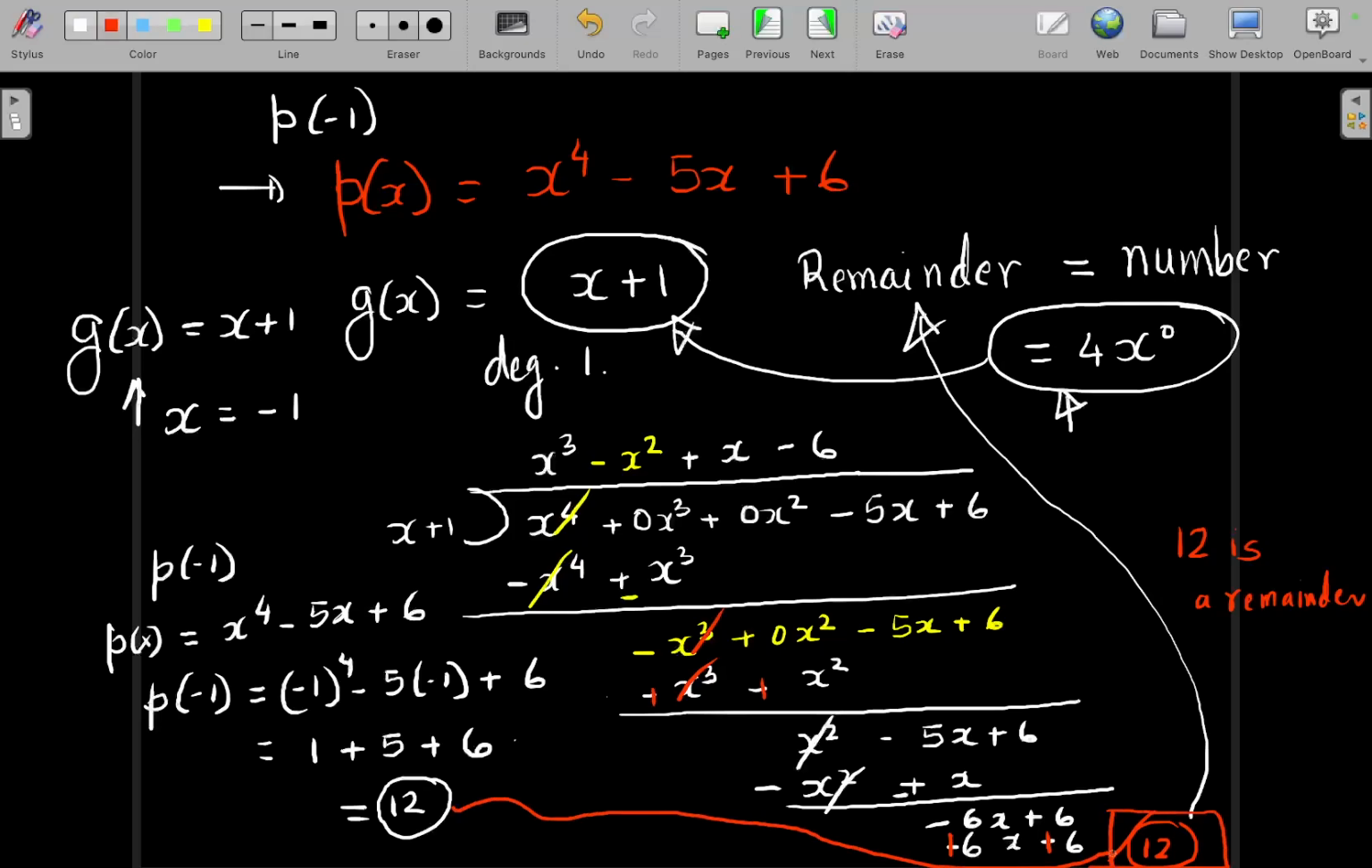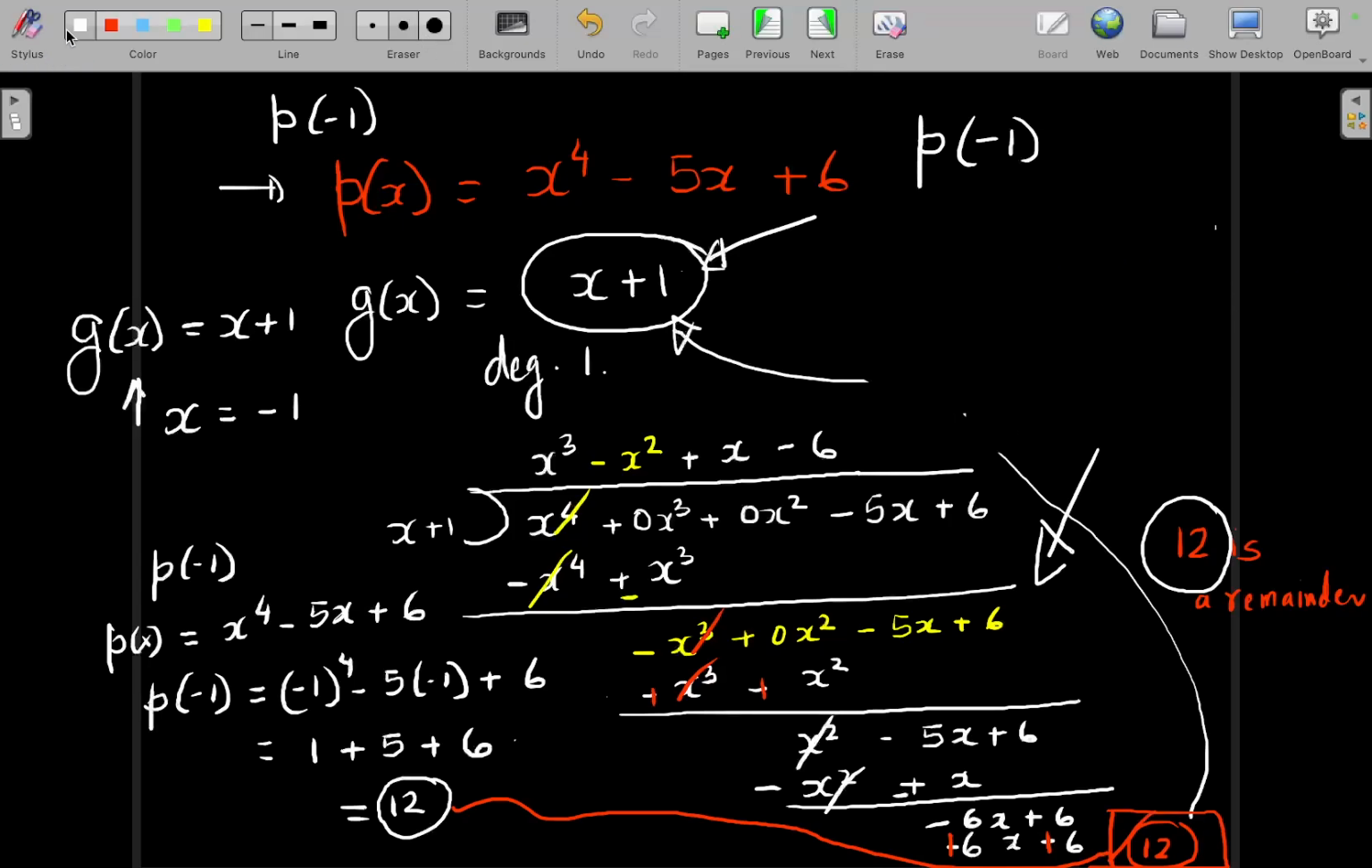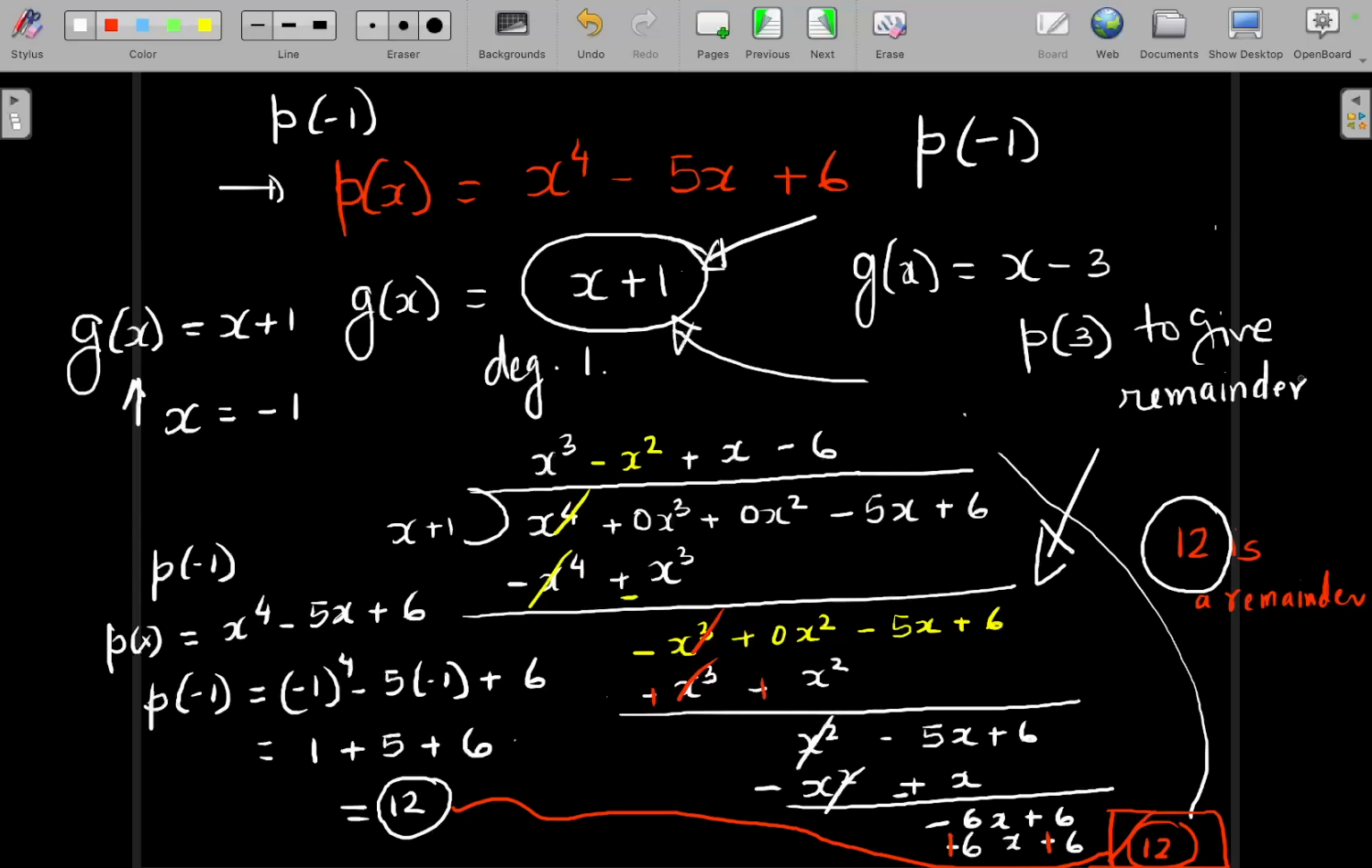So basically this is what the remainder theorem says. You don't have to do this entire division. If you want to find only the remainder by a linear polynomial, just evaluate p of minus 1. I hope you must have already got the main idea. If I want the remainder, let's say with g of x is equal to x minus 3, then I evaluate p of 3 directly to give the remainder. So this is basically the remainder theorem, and I want to state it and prove it.